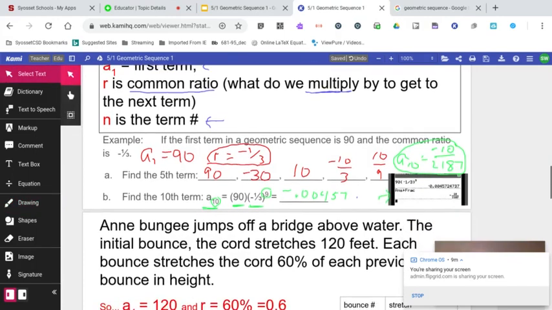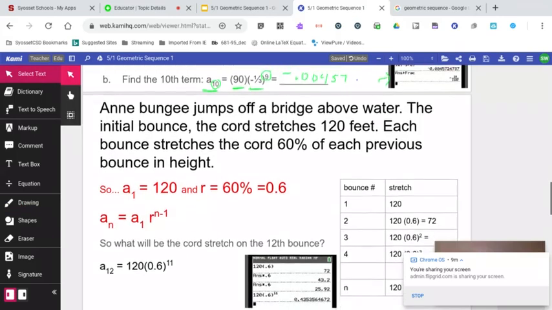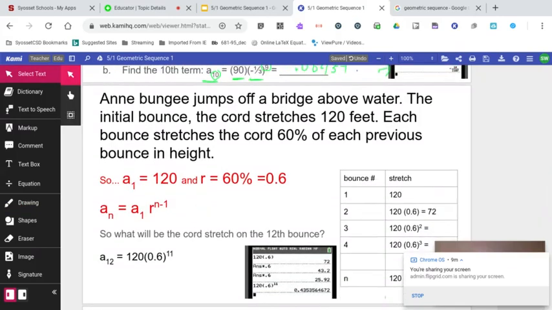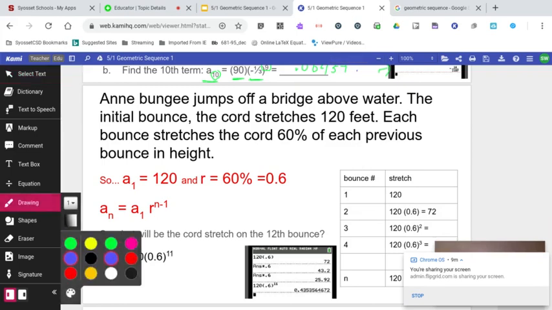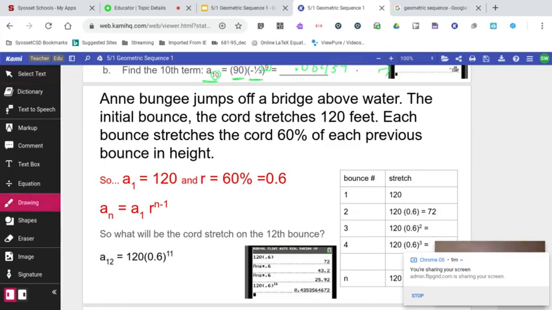Now, you can solve word problems like this as well. We have Anne, who jumps off a bridge above water. Fortunately, she has a bungee cord attached to her. And that bungee cord stretches 120 feet on the first jump. So clearly here, that's my a sub 1, or my first term.